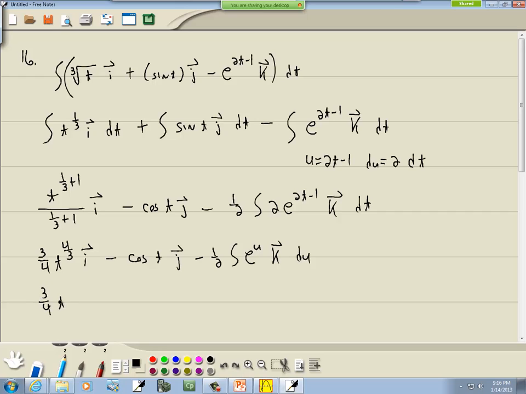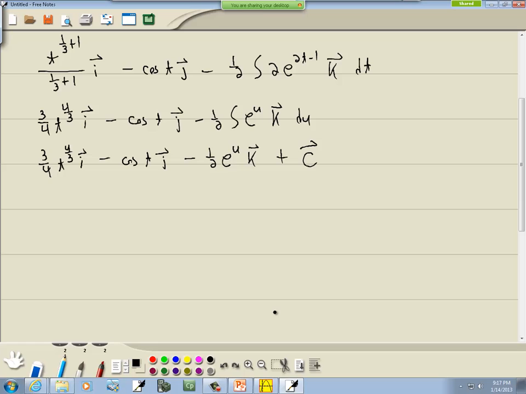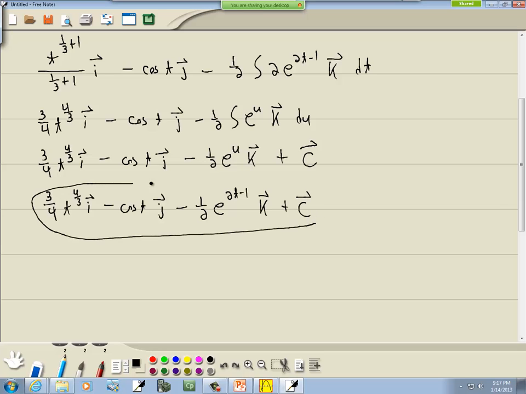So we've got 3/4 t to the 4/3 i minus cosine t j. And the integral of e to the u is e to the u, so minus 1/2 e to the u k. And I'm going to go ahead and put my constant vector on here. Okay, so this becomes 3/4 t to the 4/3 i minus cosine t j minus 1/2, and I'll plug my u back in. u is 2t minus 1, k, and then plus c. And that's our answer.